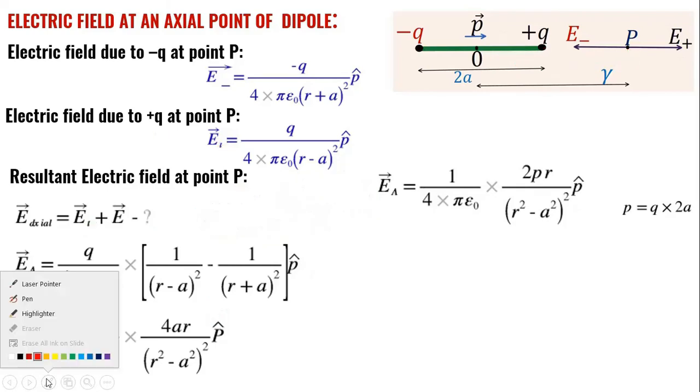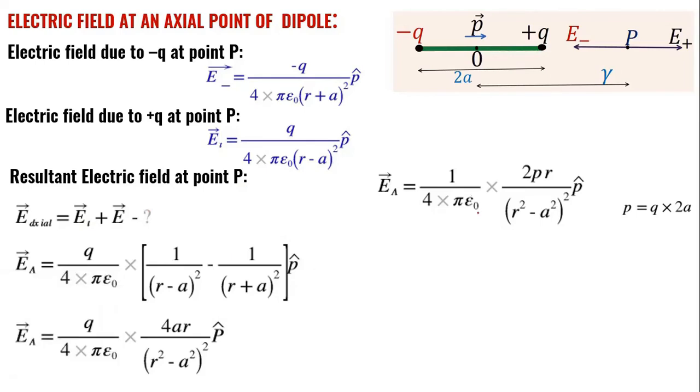Now next, for the net electric field E axial, if we substitute from here, see here, the physical quantity, that is p equals q into 2a. So from this expression, if we take out 2a into q, we are left with 2 into r. So we will substitute 2a into q with p. So the ultimate expression becomes 1 upon 4 pi epsilon naught, 2pr upon r square minus a square whole square. And mind it, here E axial is pointing in the direction of the net dipole moment. It is coming with a positive sign.